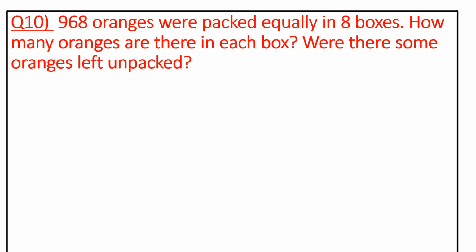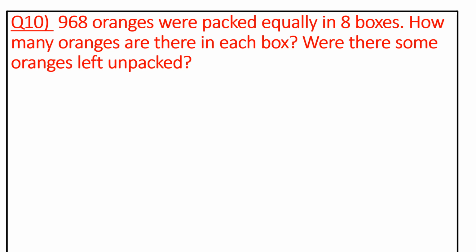Question number 10. 968 oranges were packed equally. Again you look at here the word equally. Again equal sharing, no? 968 oranges were packed equally in 8 boxes. So in each box there are equal number of oranges. How many oranges are there in each box? Were there some oranges left unpacked? क्या कुछ orange बच गया है? You have to find it out.